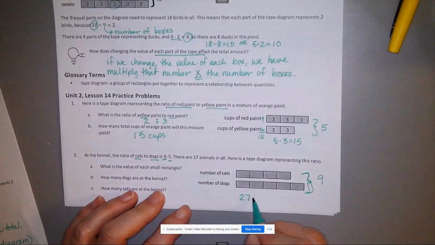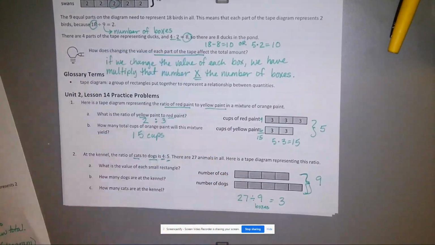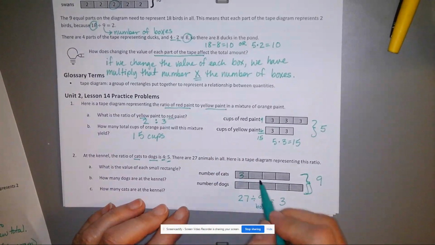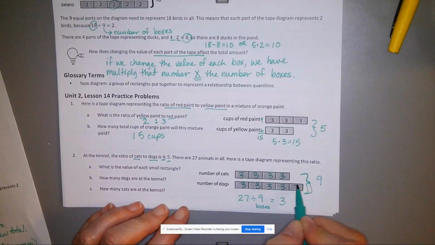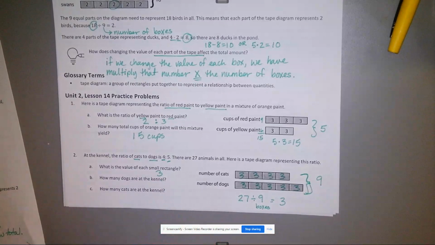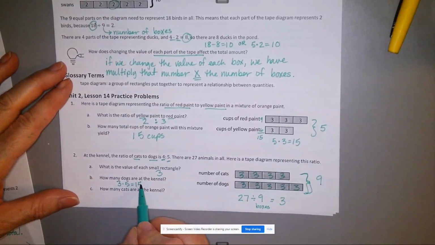So that would be my 27 divided by my 9 boxes. Tells me how many in each box. And of course, you can use your calculator. 27 divided by 9 equals 3. How many dogs are at the kennel? 3 times 5 is 15. And how many cats? 3 times 4 equals 12.